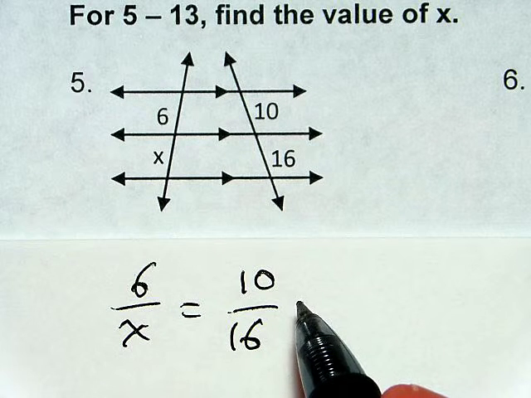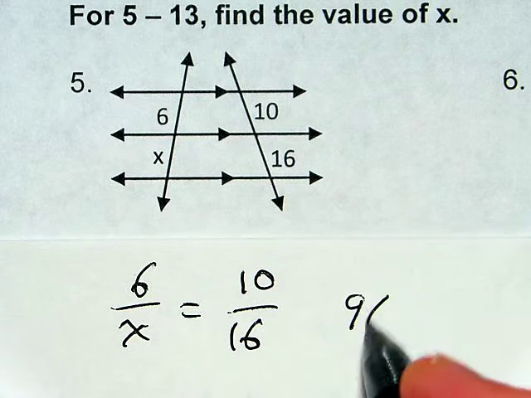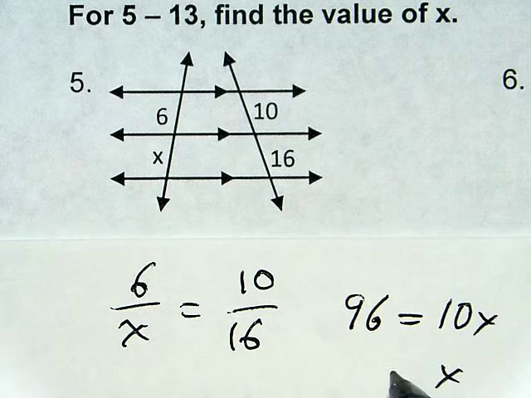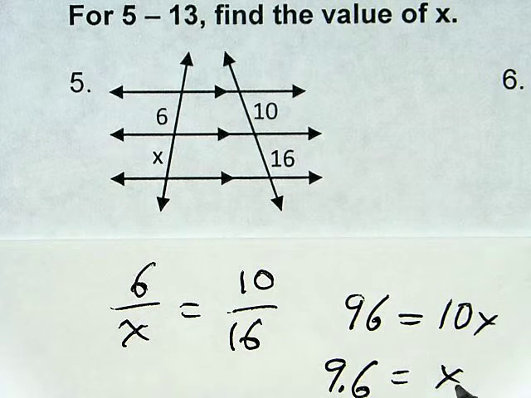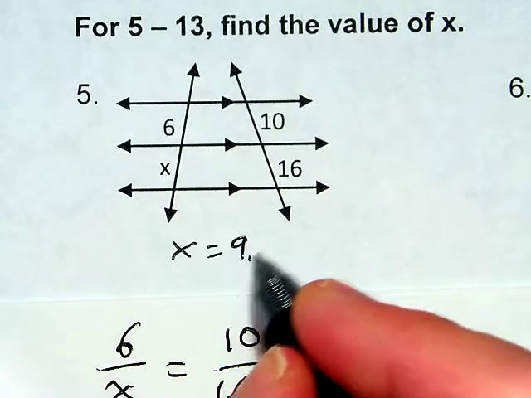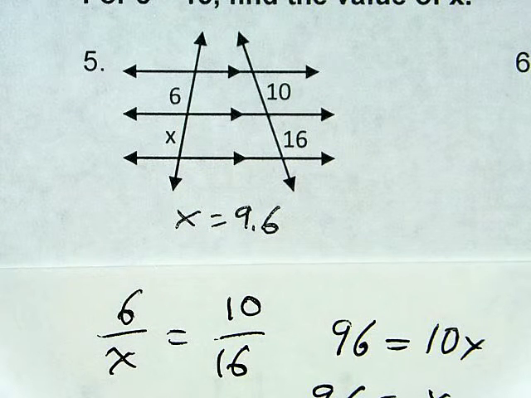The way to solve this is to cross multiply. We cross multiply 6 and 16, we get 96. We cross multiply 10 and x, we get 10x. And x is equal to 9.6. So that is our answer to the first problem: x equals 9.6. To check that, you could just plug into your calculator 10 over 16.